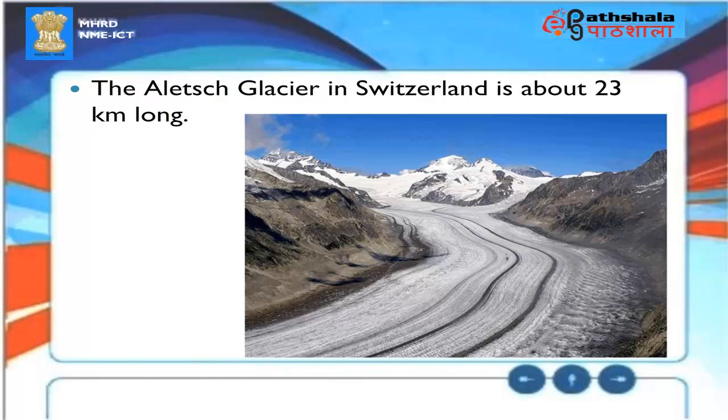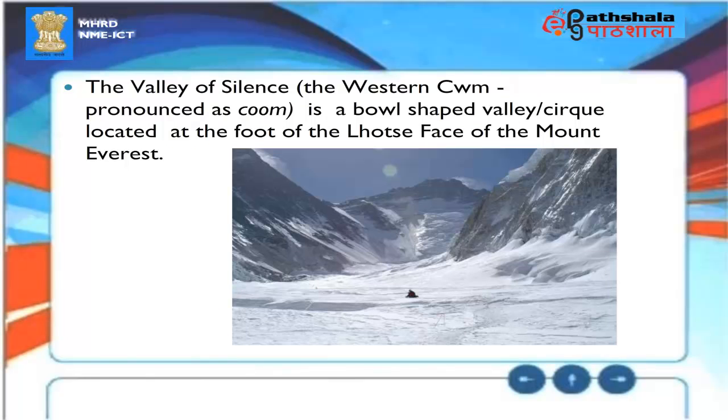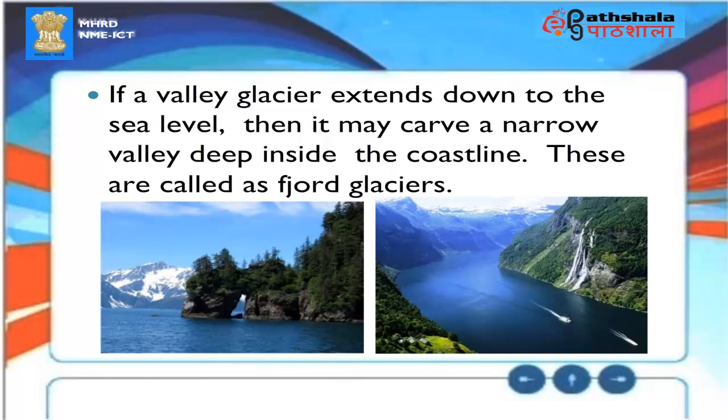The Aletsch Glacier in Switzerland is about 23 kilometers long. Austria's longest glacier is the Pasterze, which is about 8 kilometers long. The Valley of Silence, the Western Cwm, is a bowl-shaped valley or cirque located at the foot of the Lhotse face of Mount Everest. If a valley glacier extends down to sea level, then it may carve a narrow valley deep inside the coastline. These are called fjord glaciers.